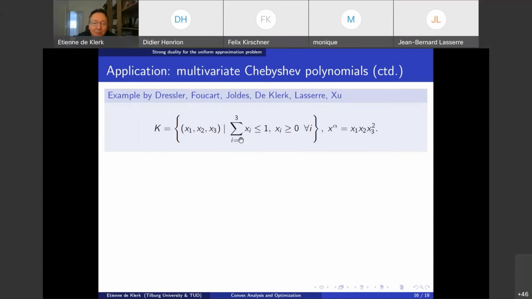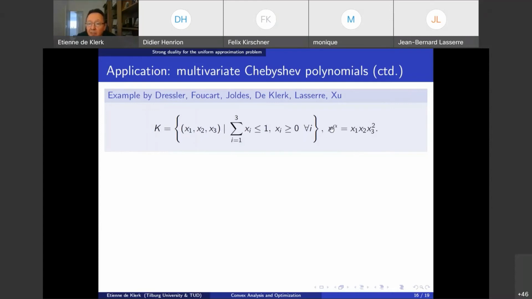So we're just looking at some toy examples, but this is an interesting one. One set where we can generalize the Chebyshev polynomials to is a simplex, the full dimensional simplex. So let's just look at the simplex in R3. This consists of these components x1 to x3, whose sum is at most 1, and these are non-negative variables. So just the full dimensional simplex.